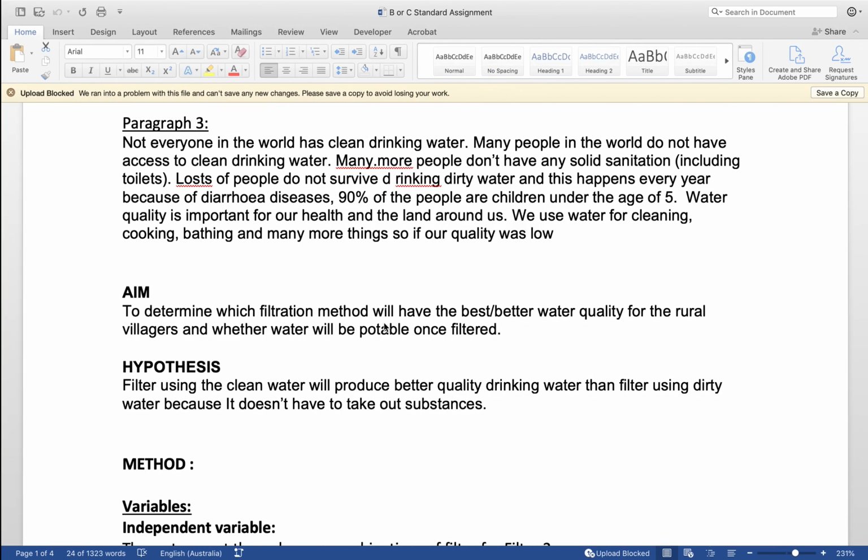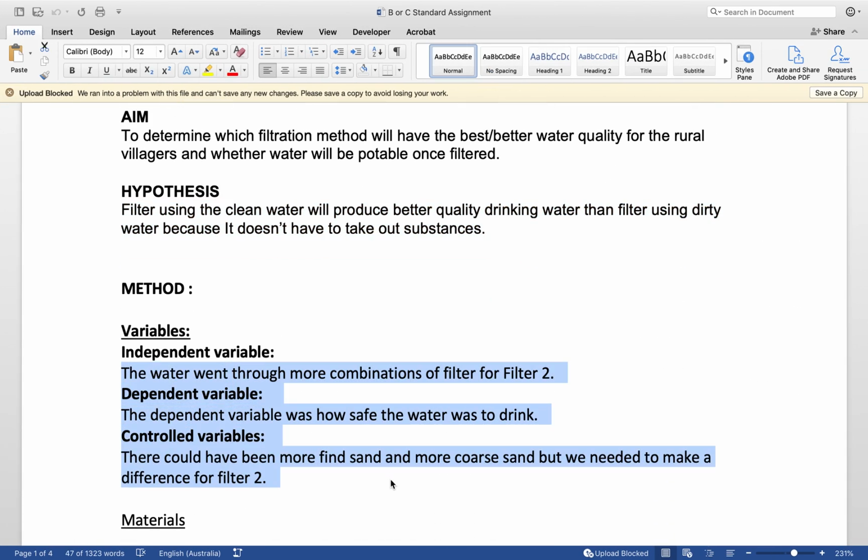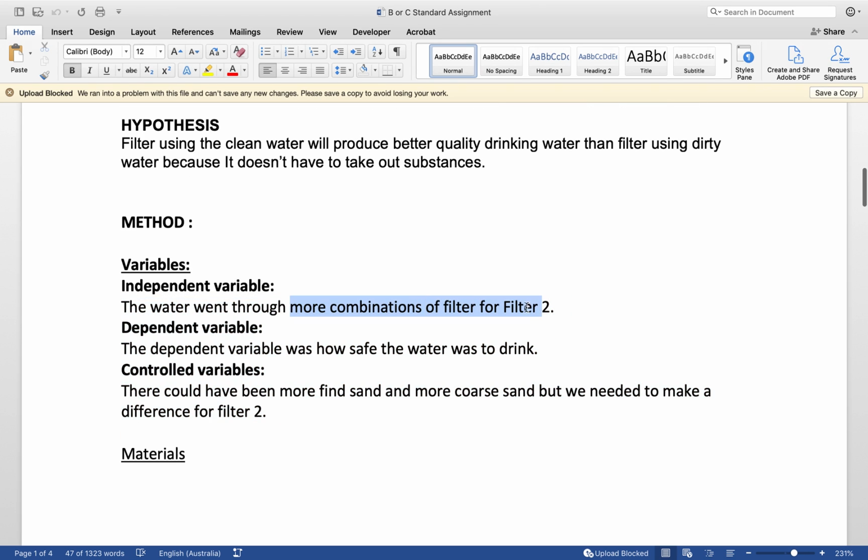So let's look at the B level student here. They've actually identified their variables, but they haven't been clear. They've said the water went through more combinations for filter 2. I'm not sure what that means. Now, they're right. What they were measuring, and that's the dependent variable, was how safe the water is to drink, but they haven't been clear. Controlled variables, there could have been more fine sand and more, but that's incorrect. A controlled variable is what you keep the same.